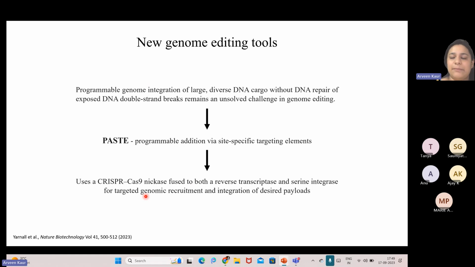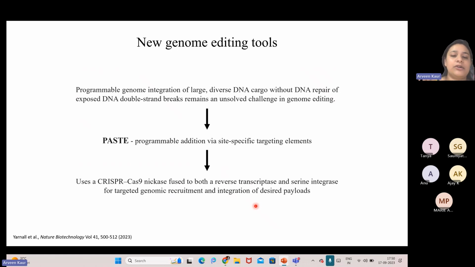previous papers, who had discovered base editing and prime editing. So over here, they had used that same Cas9 nickase, and they had fused both a reverse transcriptase and a serine integrase for targeted genomic recruitment and integration of desired payloads. So over here, the target of these people was to just paste a segment of DNA.